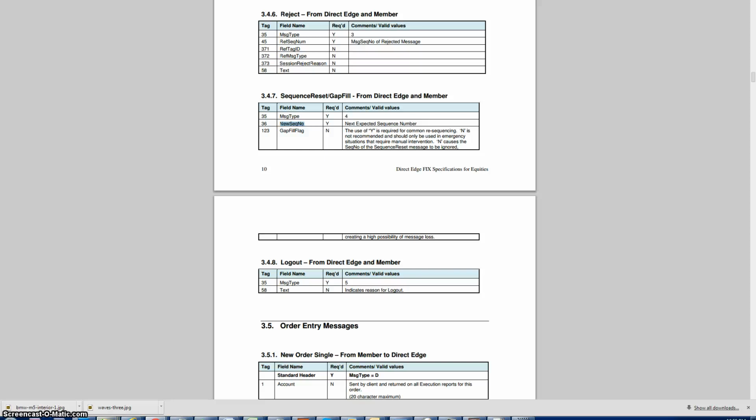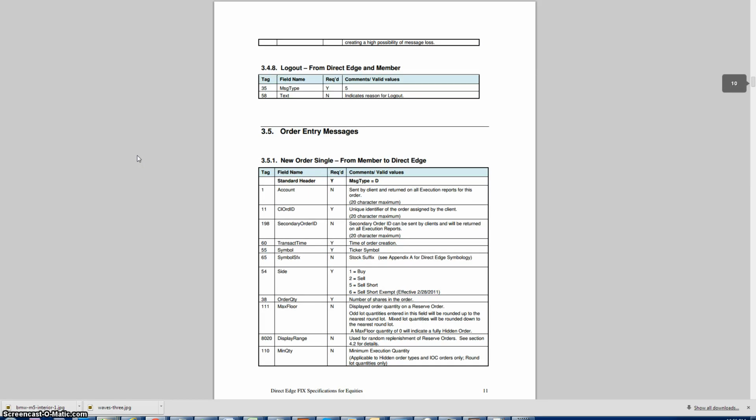All right, so moving right along, message type. That's a logout. So 35=5, pretty standard. You can send a text in there. So 58 is text, so you can say, session closed for the day, or EOD, end of day. Or you could say closed due to failure, any number of things you can put in there.